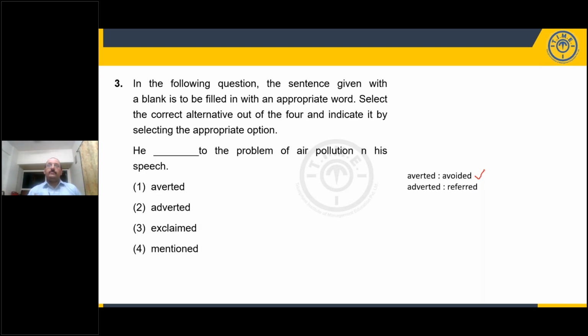To exclaim is to mention something in a very emotional manner. Hooray, we won the match. Or, oh, I feel so sorry for your loss. So that is exclaimed. And to mention is to say something.